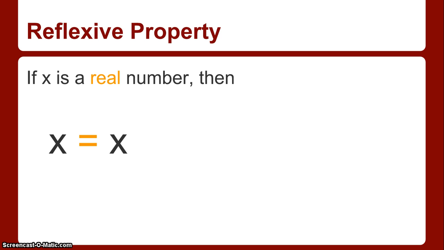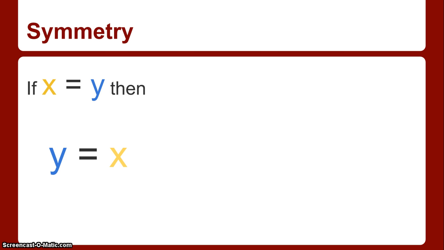Now these are some things that maybe are just obvious to you, but they actually have names, and they are considered properties used to prove things in algebra. When x is a real number, x equals x. It's like looking at itself in the mirror. That's why it's called reflexive. A number equals itself. Pretty straightforward. Symmetry: if x equals y, then y equals x. That is symmetry.